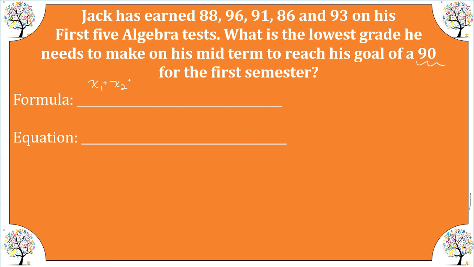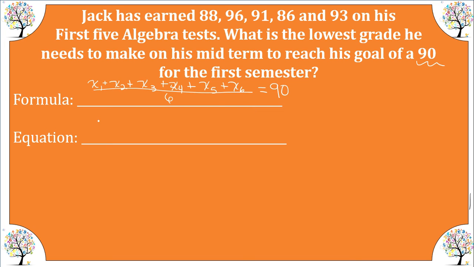grade plus another grade plus another grade. So it depends on how many we have. So here we have 1, 2, 3, 4, 5, but we are going to have a 6th one. And then you divide it by how many of our grades we have. So that's 6, and we want at least a 90. So I'm going to say this average needs to equal 90.